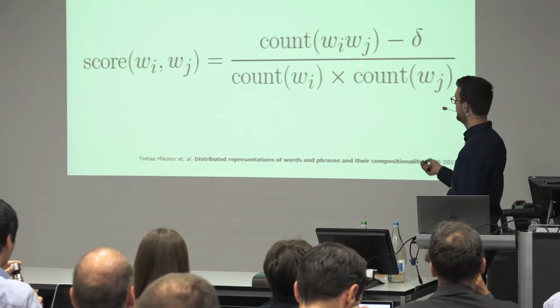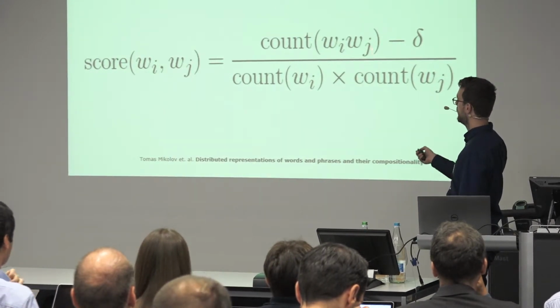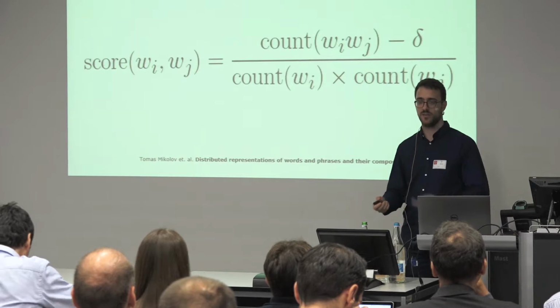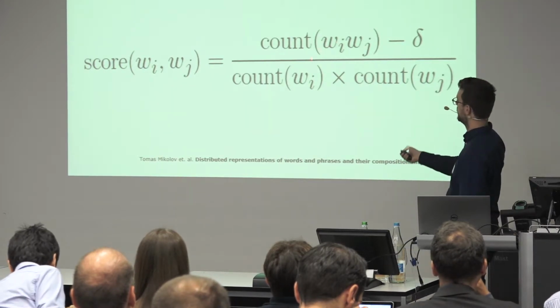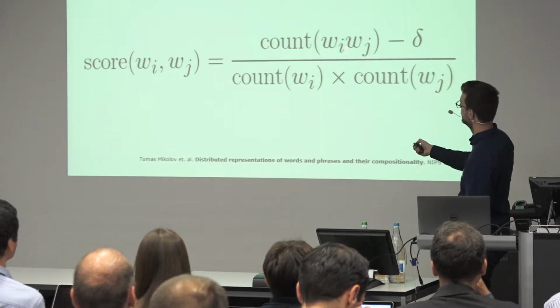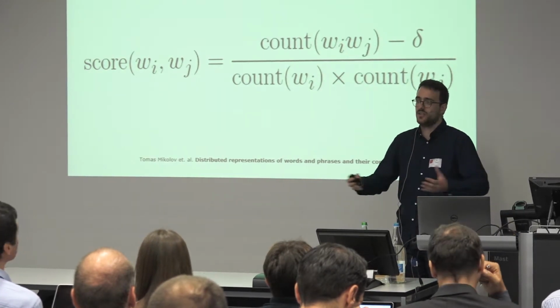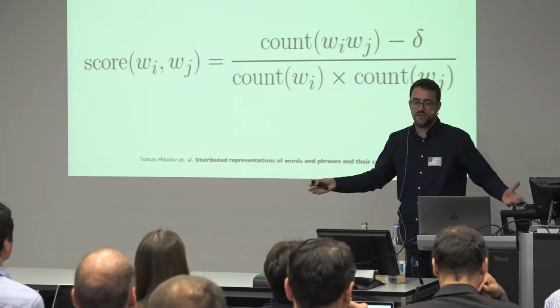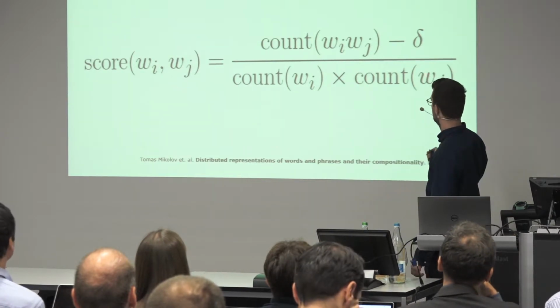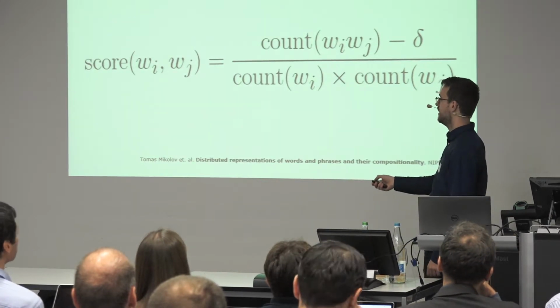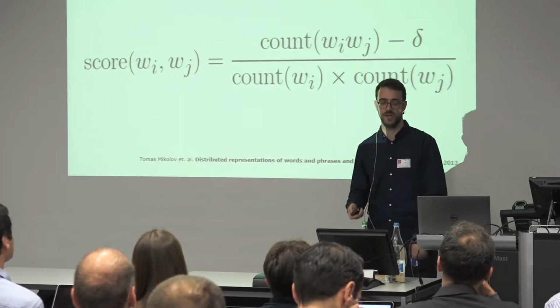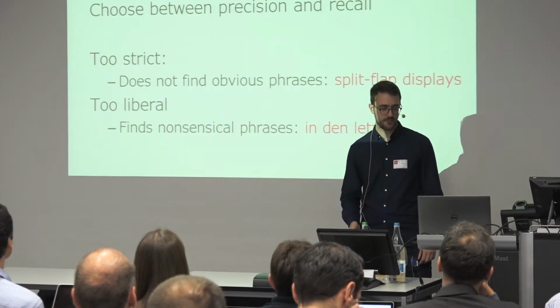One is the minimal count that you will want to have here, because having just one example, when you have a count of 1 here, a count of 1 there, and a count of 1 here, you will have a very high score, but in essence it could be just one spelling error and you get bad results. The other one is a threshold, just to say at which score you want to say that this is really a phrase. So there we have the first trade-off.